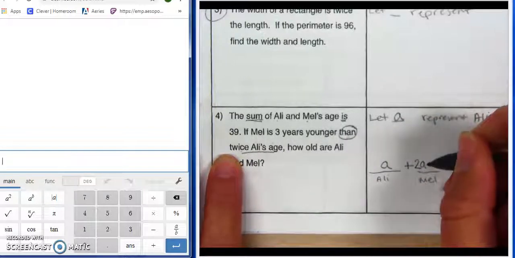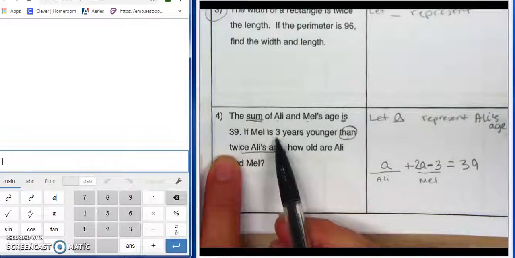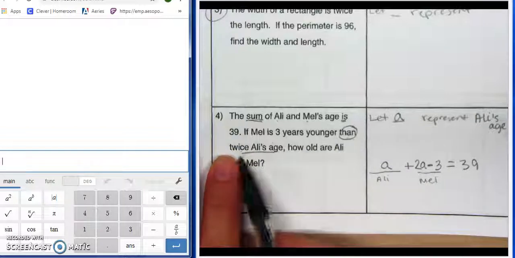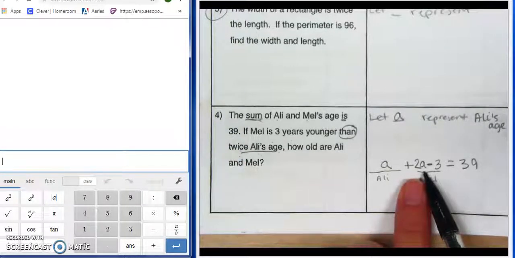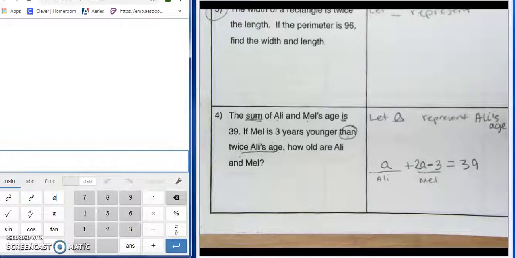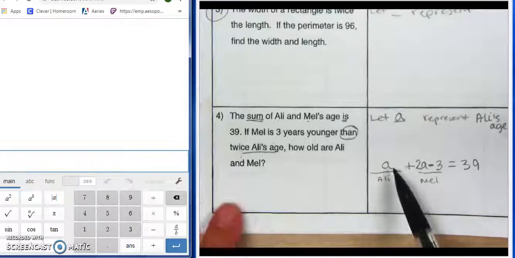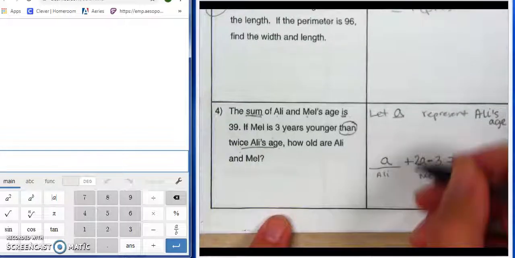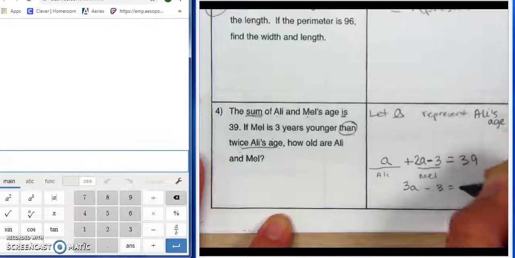Younger means less, or minus 3. So if Mel is 3 years younger than twice Allie's age, then 3 years younger than twice her age is how we would write Mel's expression. How old are Allie and Mel? So now we have an expression for Mel. We assigned a variable to Allie, and now it's the same as before. So we have a plus 2a would give us 3a minus 3 equals 39.